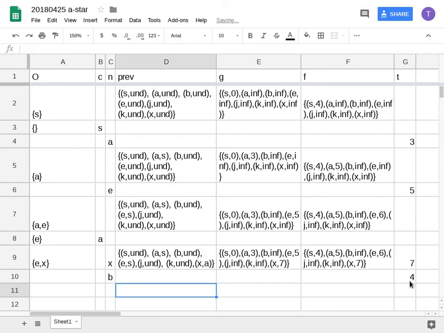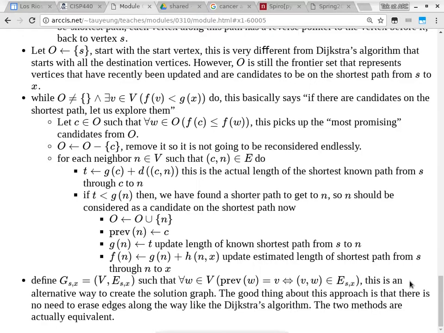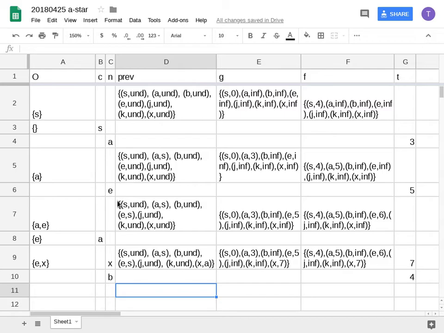Now we have to ask the question, is t, which has a value of 4, less than g of b at this point? So we have to figure out what is g of b at this point. For that, we go back to the trace. We look up the g value of b. It has a g value of infinity. In other words, I have not seen a path from the start vertex to B yet at this point. This is the first path I have found. Not necessarily the shortest, but I found a path now. Well, infinity is definitely greater than 4, so we have to go into the conditional statement and do something.